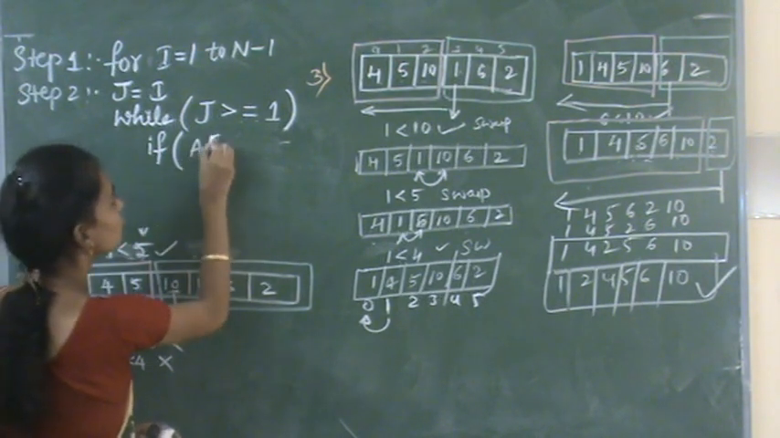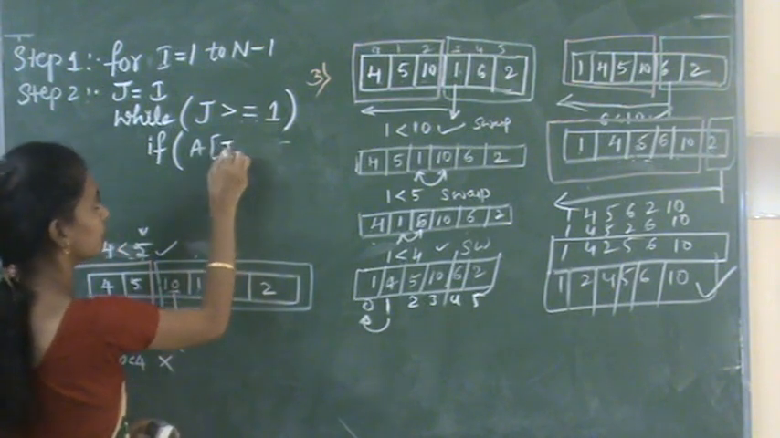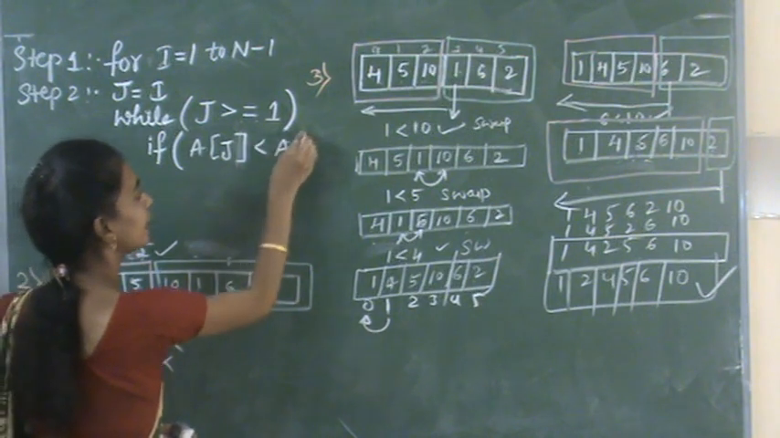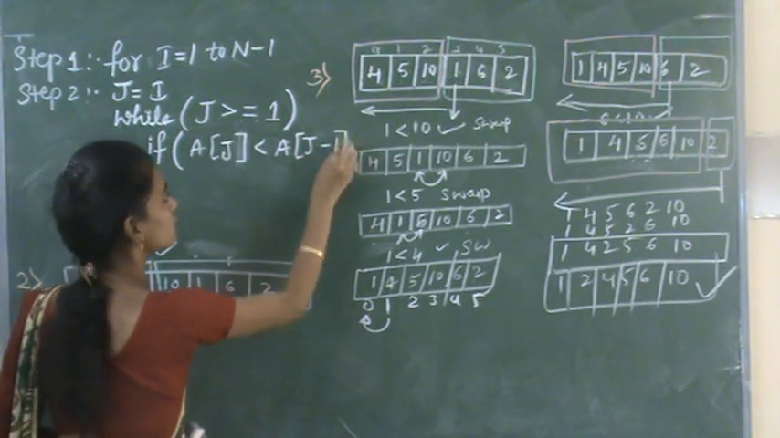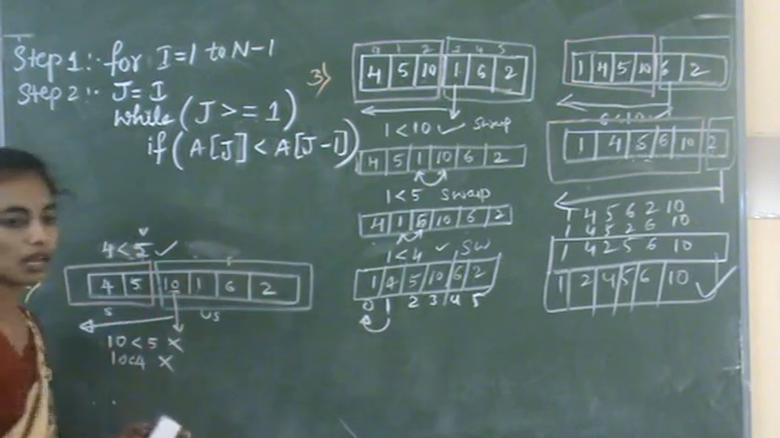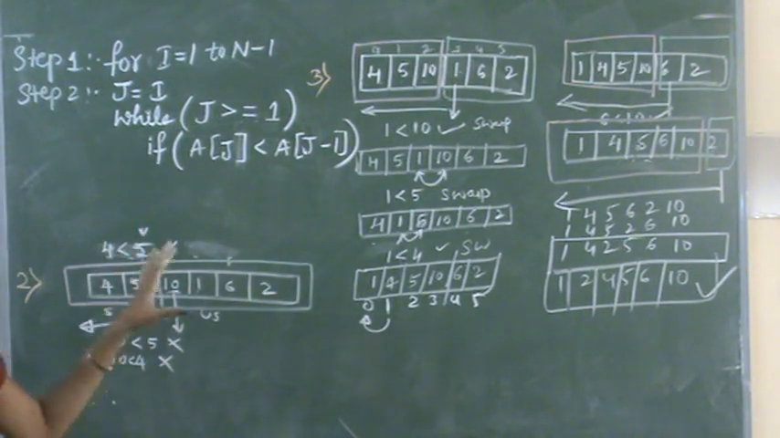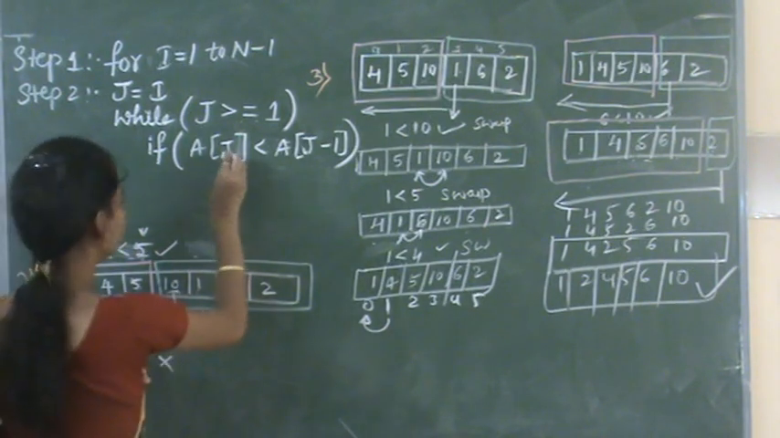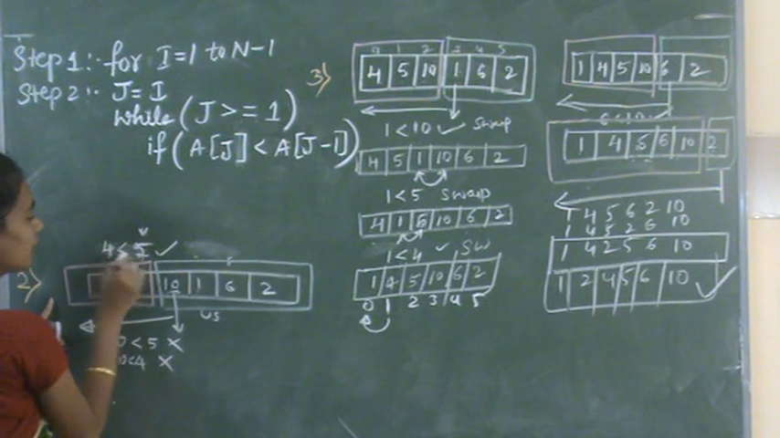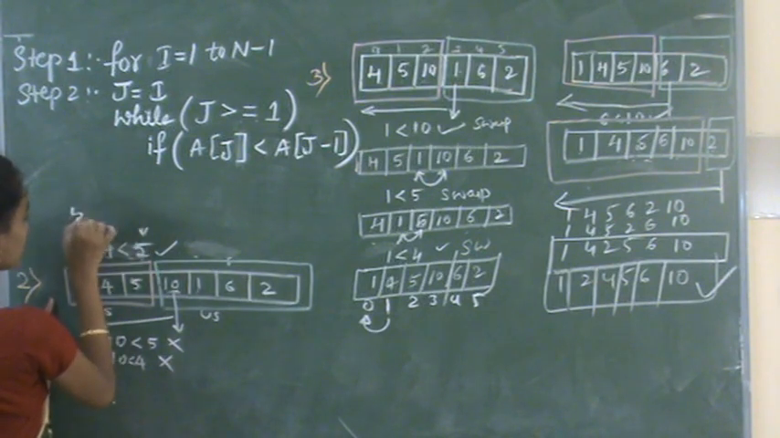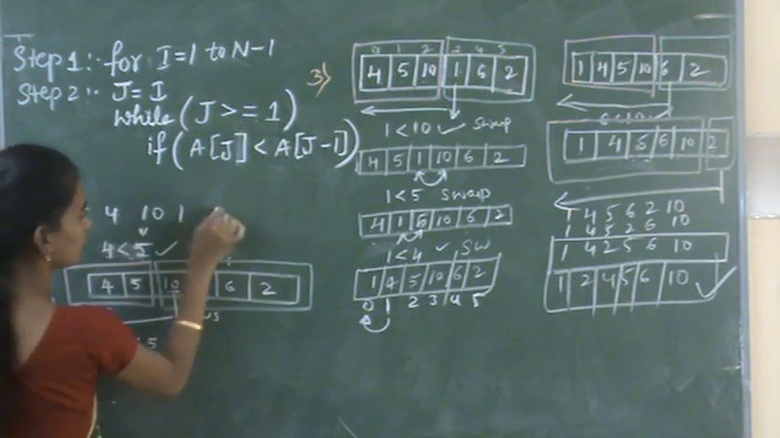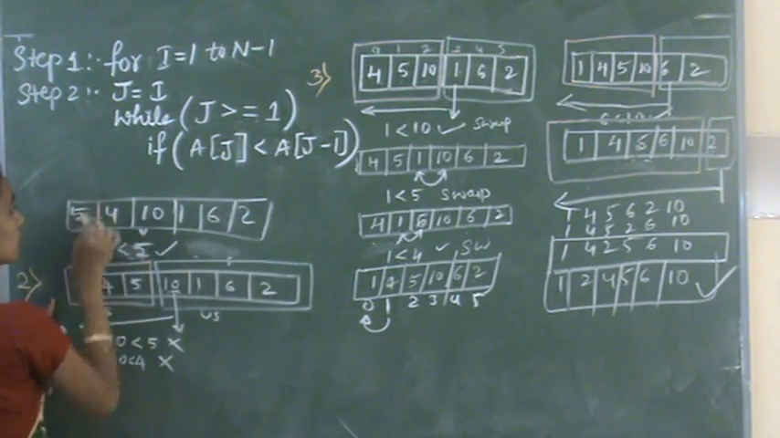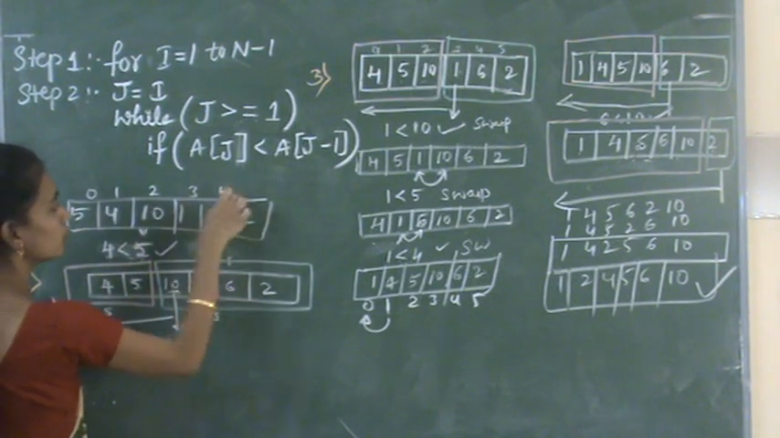So a of j is less than a of j minus 1. This is the condition we are using to check the sorted array. So at the first step, this is the array we are taking, right? So this is indices 0, 1, 2, 3, 4, 5.